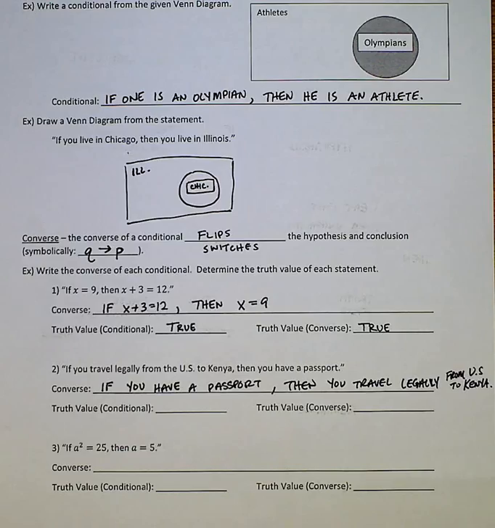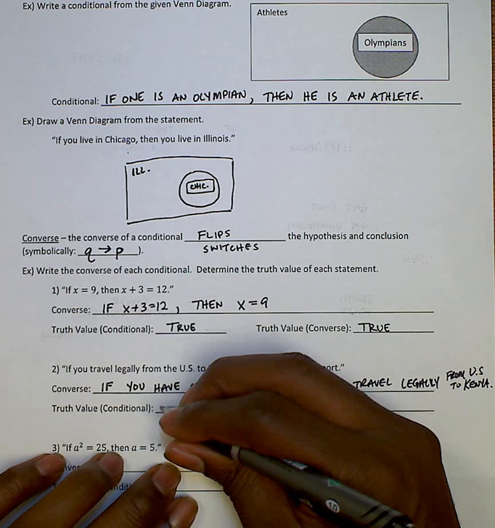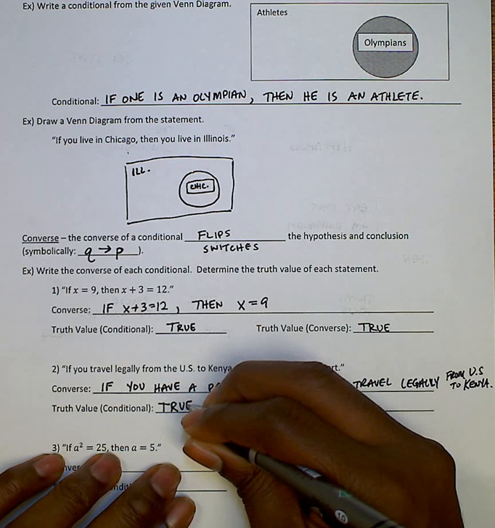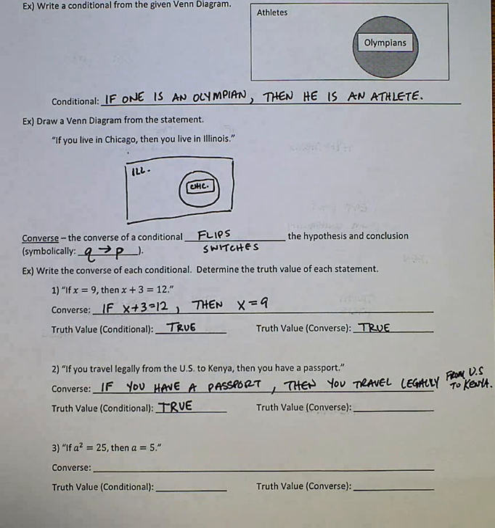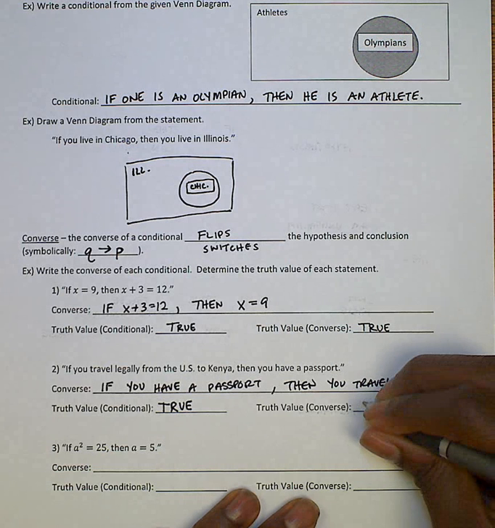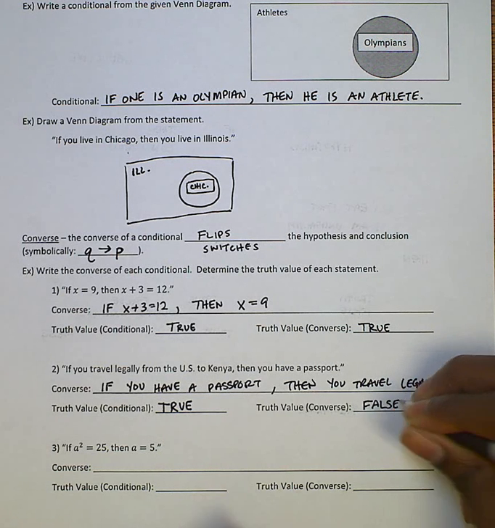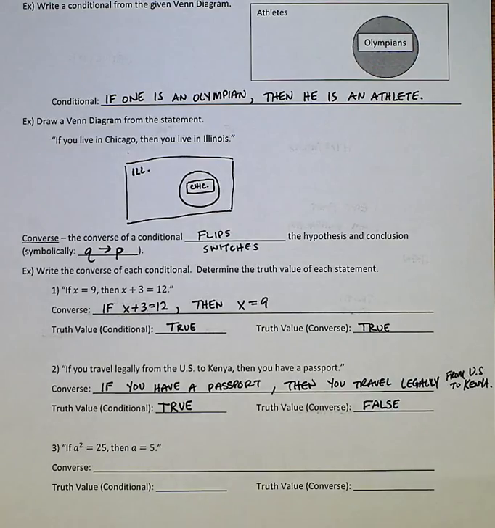Okay, truth value of the conditional. If you travel legally from U.S. to Kenya, then you have a passport. That is true. In order to travel legally, you need to have a passport. Converse: if you have a passport, then you travel legally from U.S. to Kenya. Well, I have a passport, but I've never traveled from the U.S. to Kenya. So I know that that is false. You can have a passport and not travel to Kenya. You could just be traveling to other places.